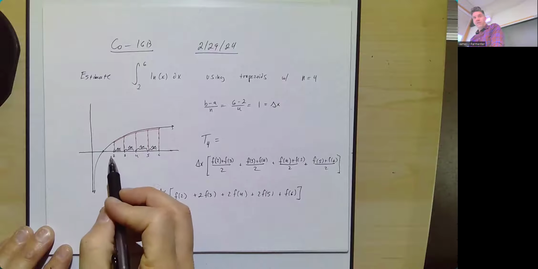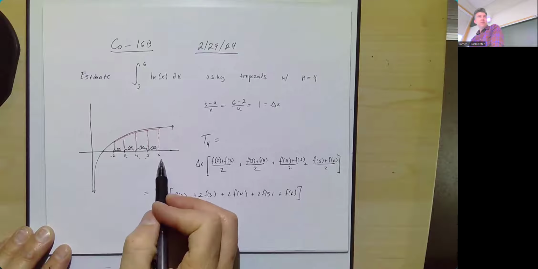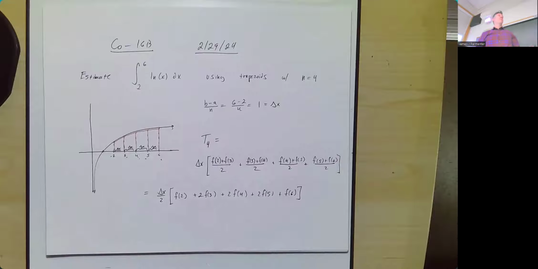So 1 times f of 2 plus 2 times f of 3 plus 2 times f of 4 plus 2 times f of 5 plus 1 times f of 6. And it wouldn't matter if I broke this up into 4 pieces or 40 pieces. It would still be 1 times f of the first one plus 2 times all the middle ones plus 1 times f of the last one.